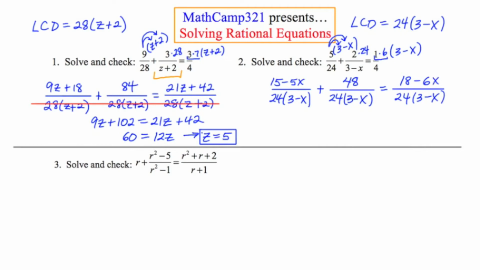Now for the fun part. Now that I've rewritten each fraction with that LCD, I can merely cross the denominators out. This leaves us with 63 minus 5x is equal to 18 minus 6x.